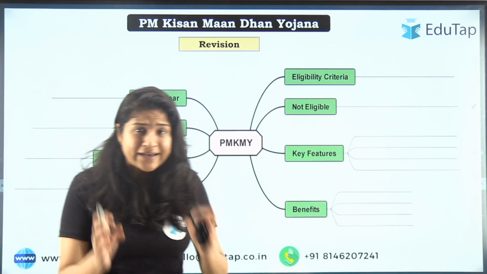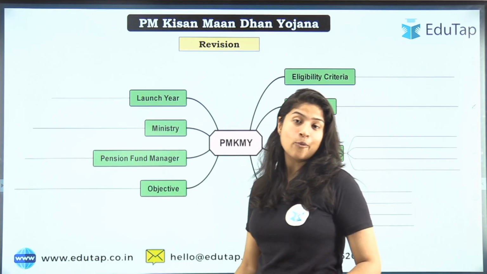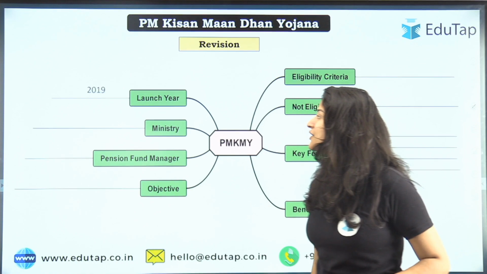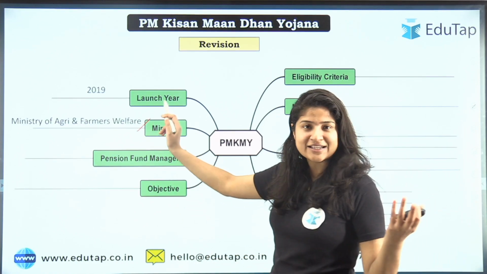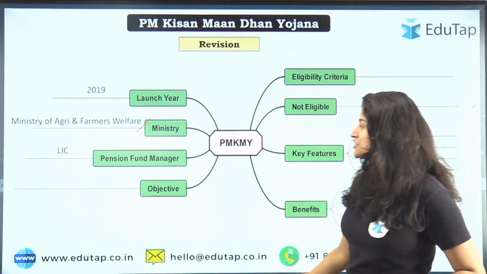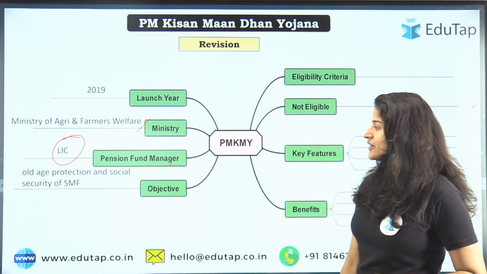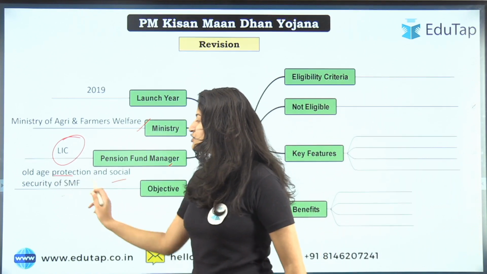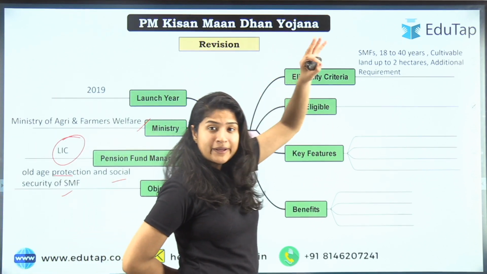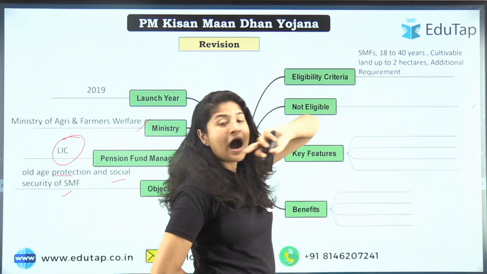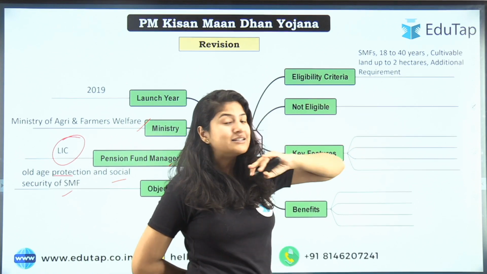Now let's have a quick revision of whatever we have studied to understand how much we have retained till now. The launch year was 2019. The ministry is the Ministry of Agriculture and Farmers Welfare, and the pension fund manager was LIC. Next, the objective is old age protection and social security of SMF. Eligibility criteria: there should be small and marginal farmers only. How will we know? Whoever has cultivable land less than 2 hectares.